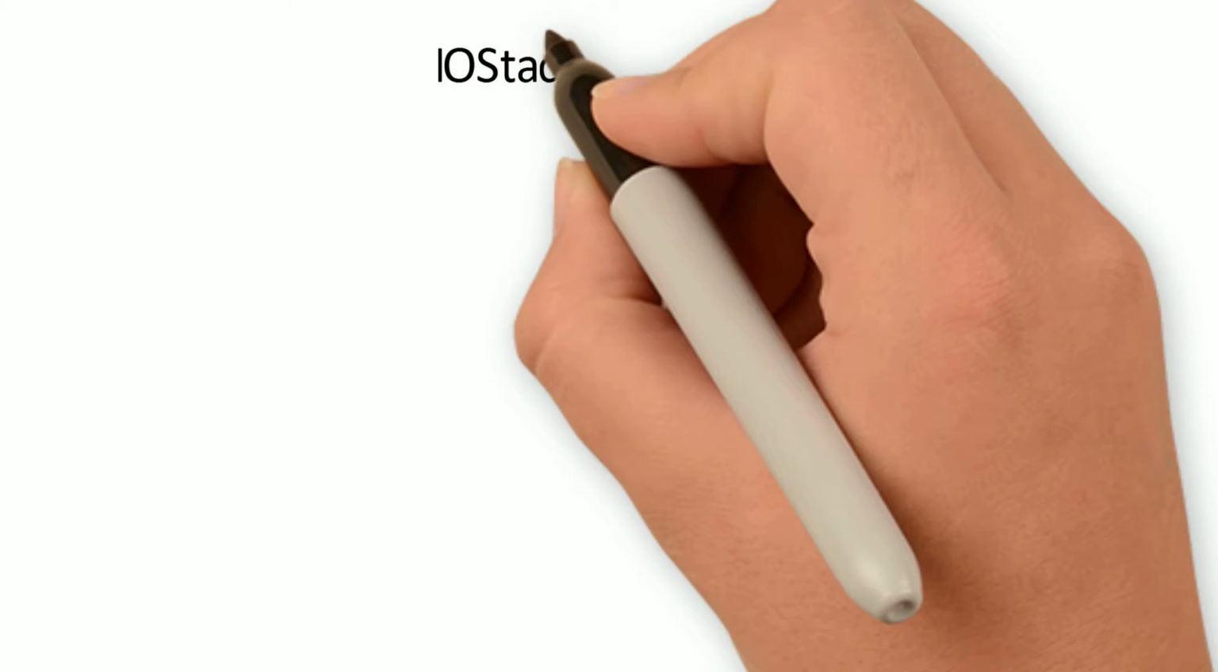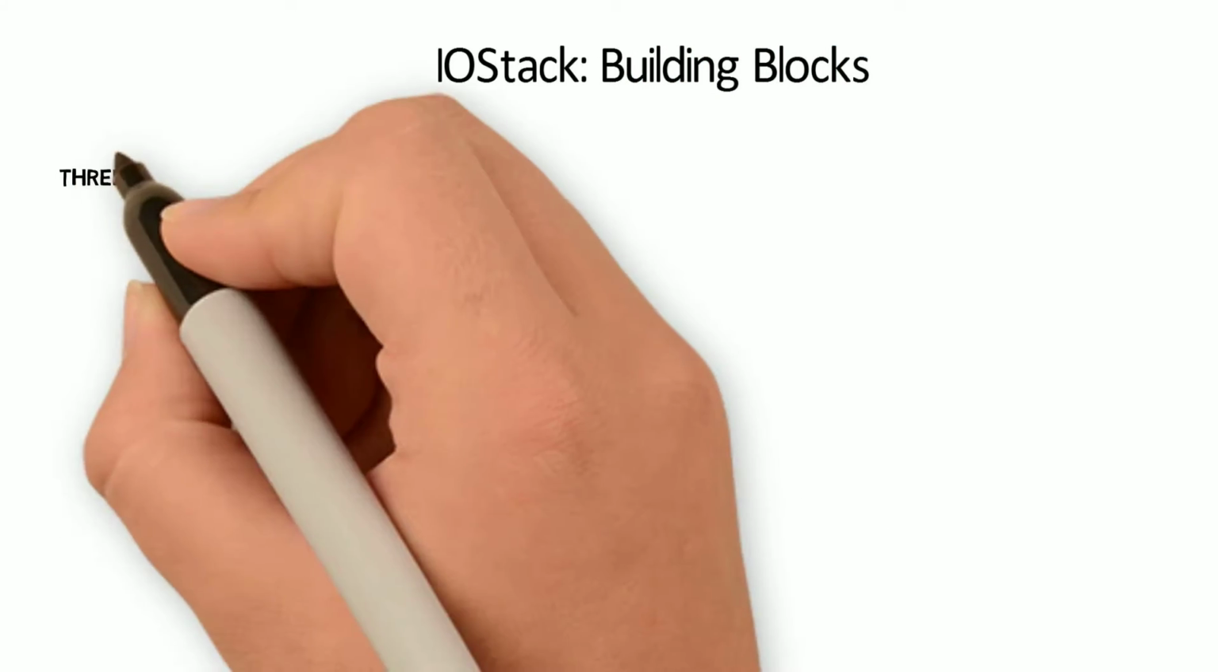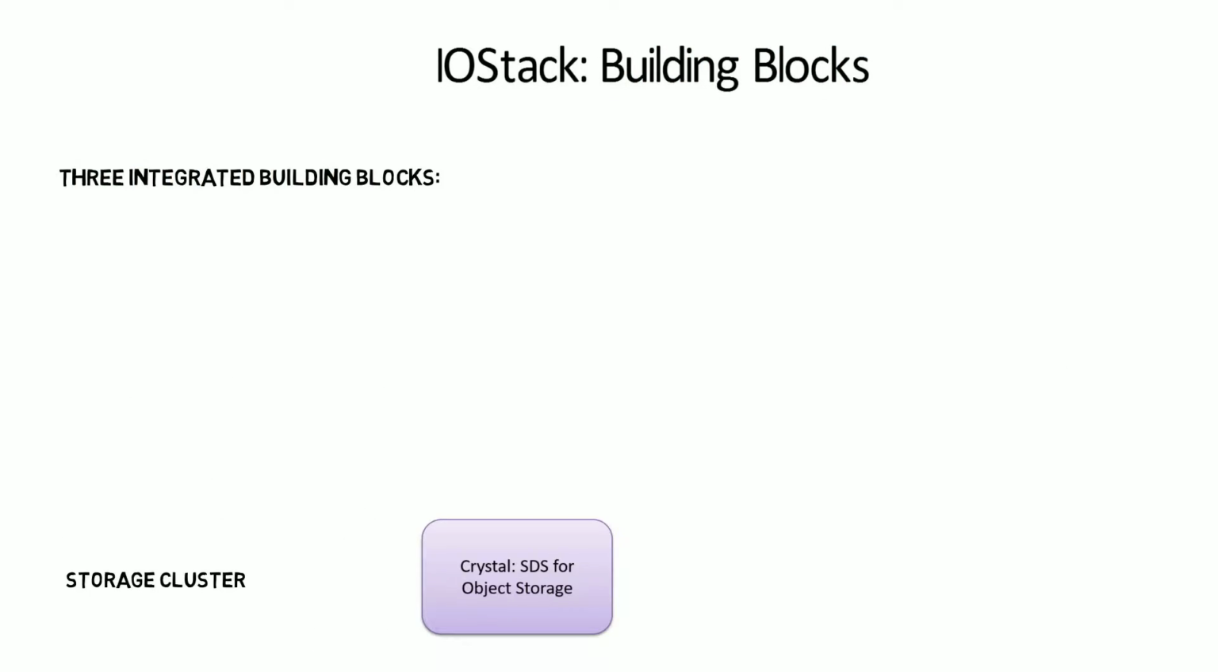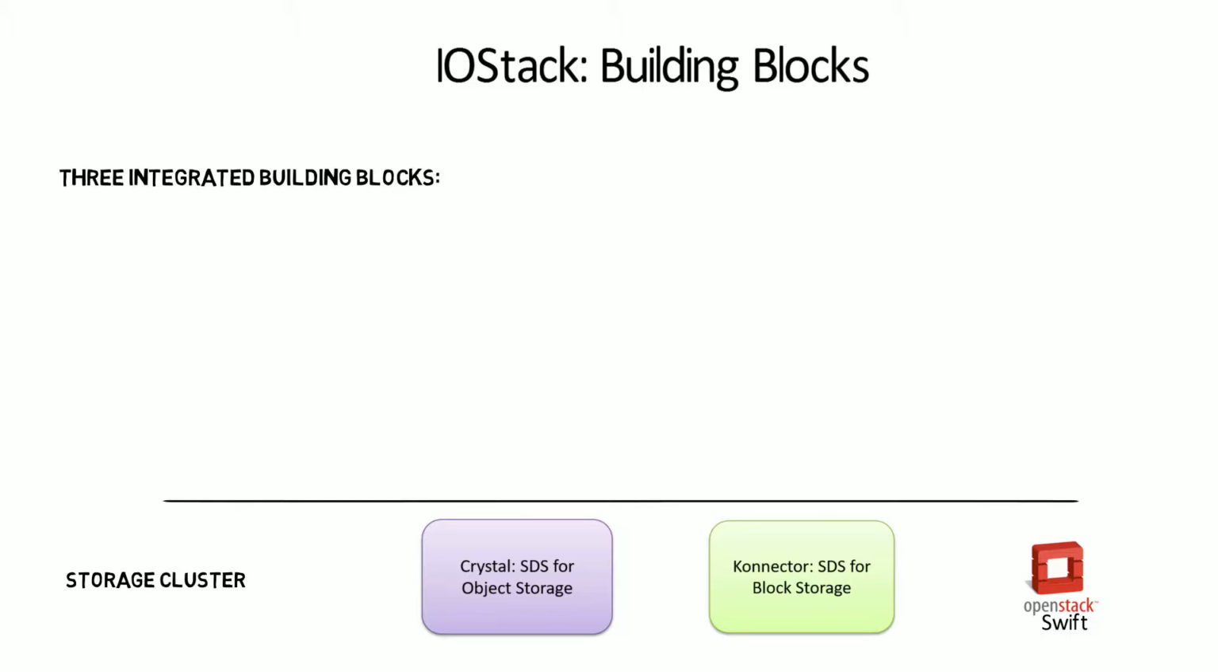The IOStack platform consists of the following building blocks. On the storage level, we find two building blocks: Crystal, SDS for object storage, and Connector, SDS for block storage. Both blocks are built on top of OpenStack Swift and Cinder, respectively.